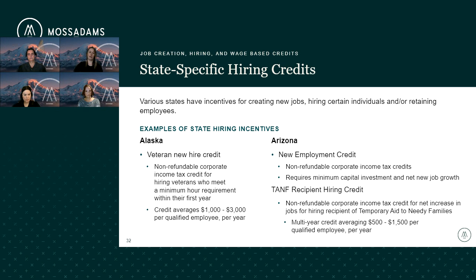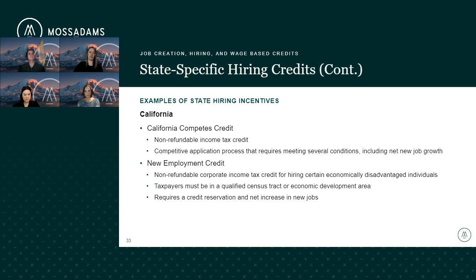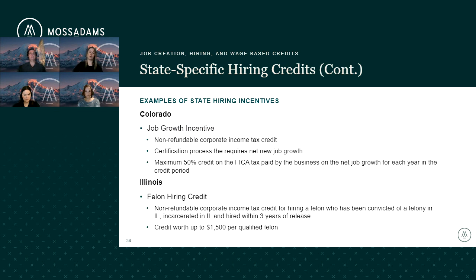So Alaska has a program specific to hiring types of veterans. Arizona has a new employment credit, as well as a program for hiring individuals who are receiving family aid. California has their California Competes credit, as well as a new employment credit. Colorado has a job growth incentive. Illinois has a program for hiring felons from the state.